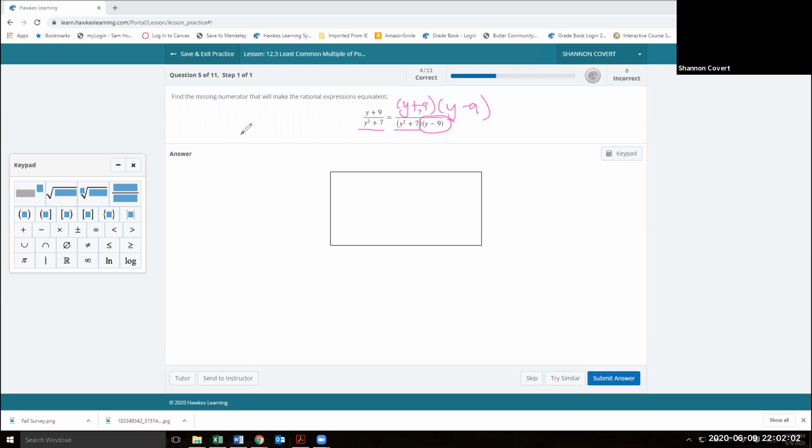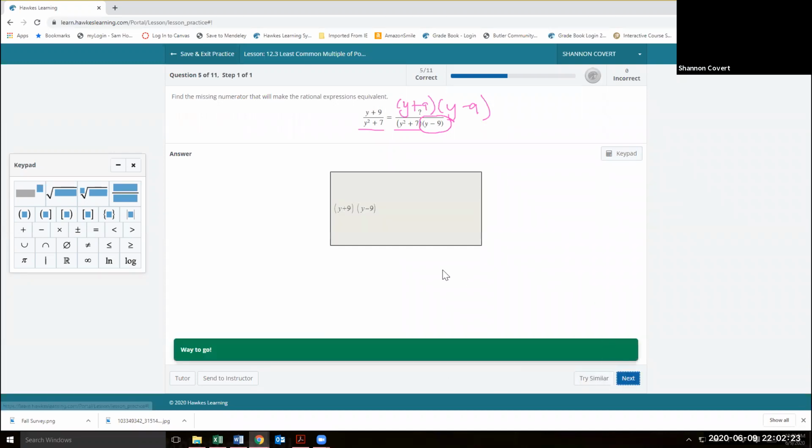And I believe that it will accept it in that form. When I come down here to type that in, I don't think I actually have to multiply that out. I think I can type in y plus 9 times y minus 9. And I was correct.